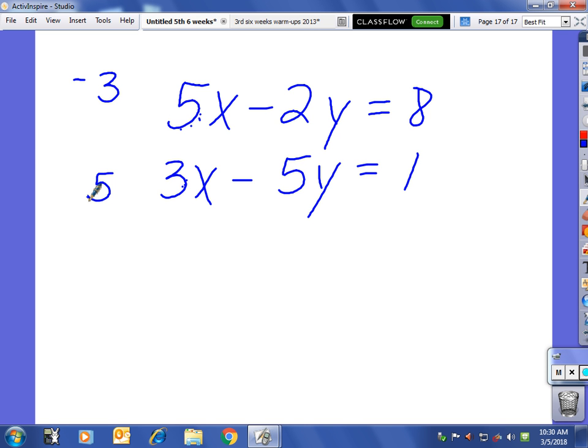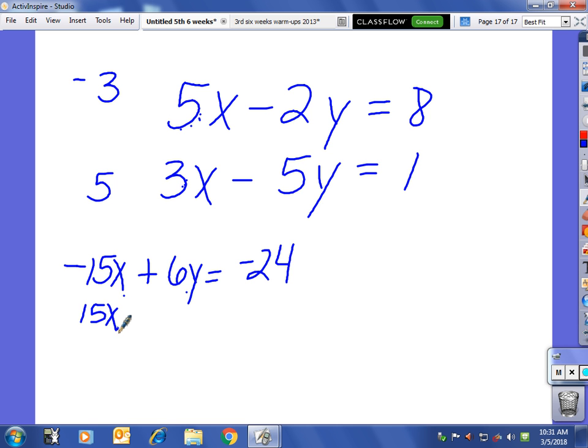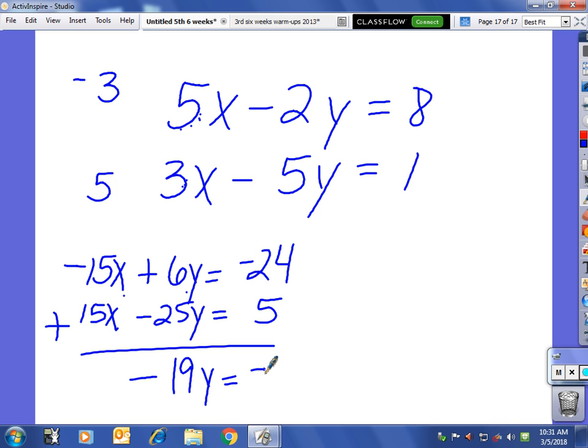Okay, so somebody tell me the new version of the top equation. Remember, everything, including the other thing on the other side of the equal sign, has to get changed. You can't just change part of an equation. You got to change the whole thing. So I'm getting negative 15x plus 6y equals negative 24. My new bottom equation would be positive 15x minus 25y equals 5. And now when I add them up, the x's will cancel right out. And I'm getting negative 19y equals negative 19. So what is y?